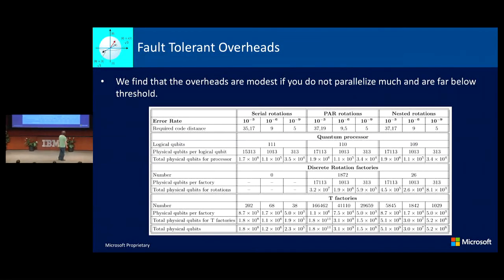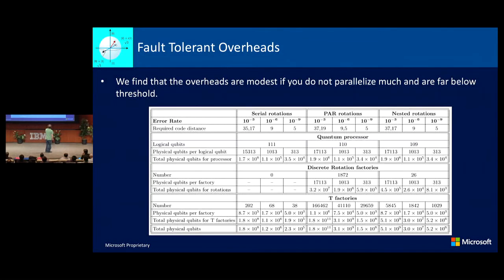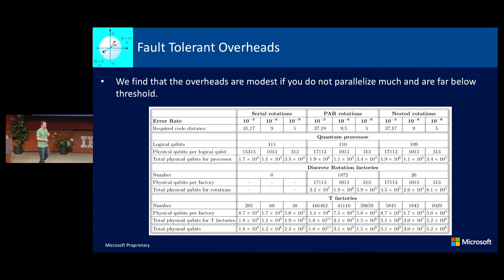The key point is at the bottom. This column, I think, is probably the most interesting one. This is just the serial algorithm, so we don't try to parallelize whatsoever, and these are different error rates that we assumed. For the error correction aficionados out there, if we assume that we're just an order of magnitude below threshold, we need a pretty serious distance code for this. We need something like distance 35 and two rounds of magic state distillation to carry this out. So that's some pretty serious overheads.